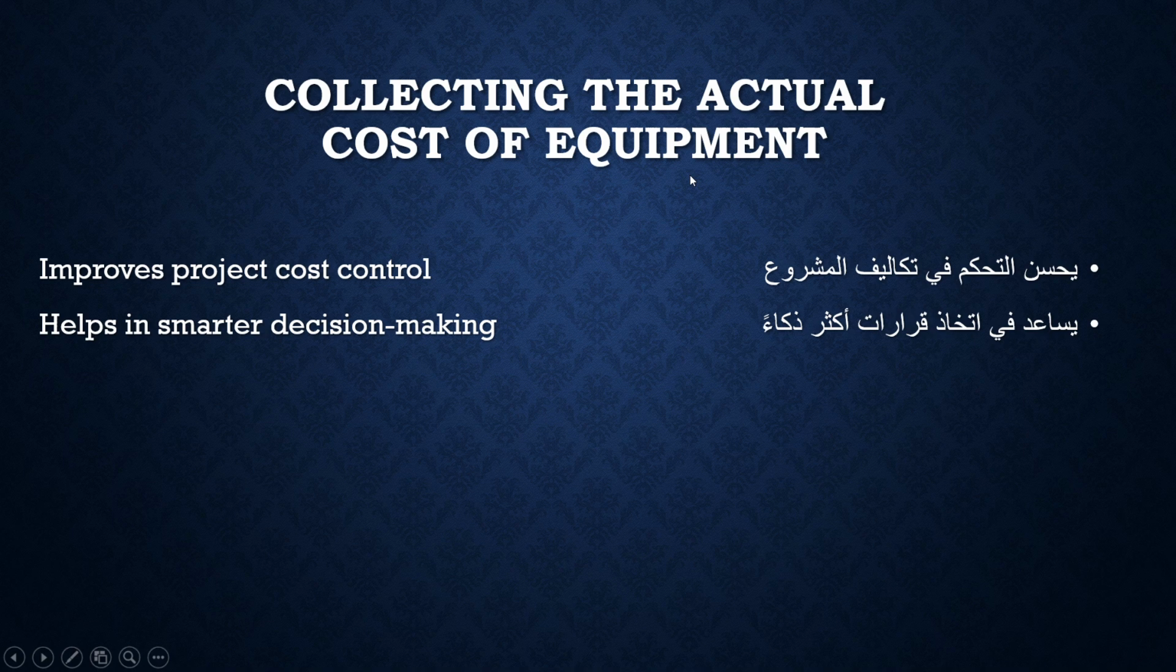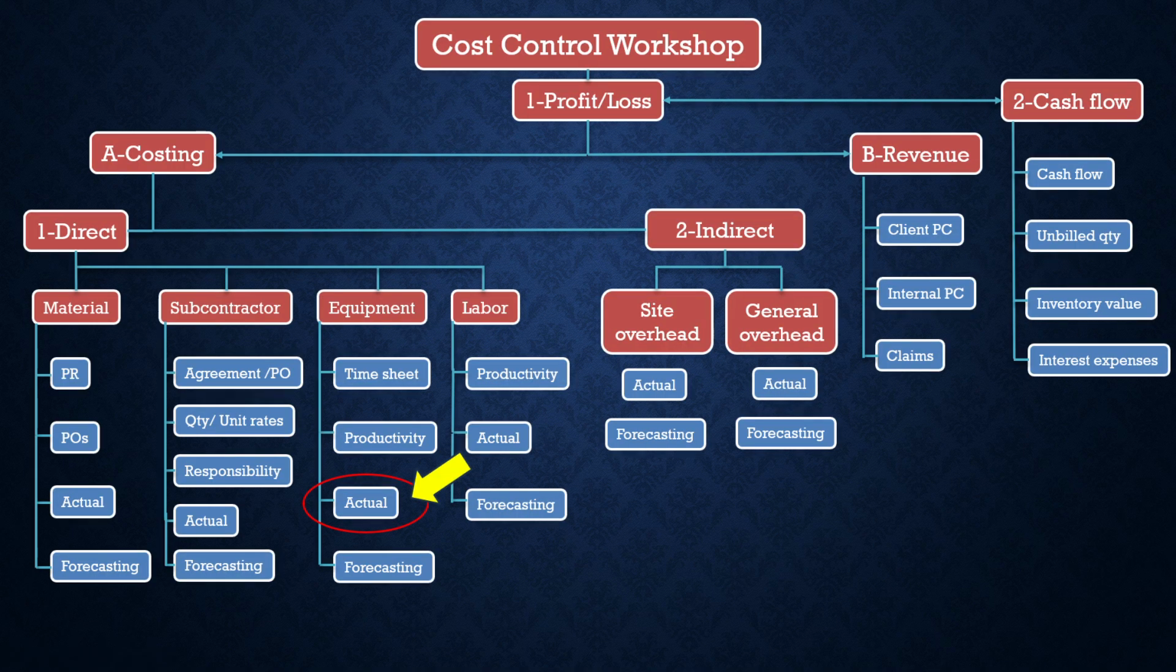Today, I'll talk about the actual cost of equipment, direct cost and indirect cost, how we track it, and how managing equipment cost effectively can improve project cost. And finally, we will be able to take a smart decision. Grab your coffee and let's get started.